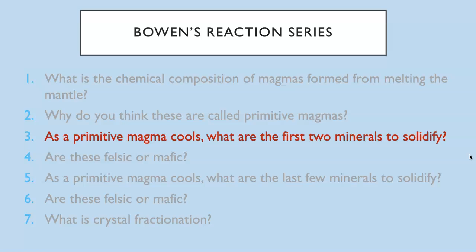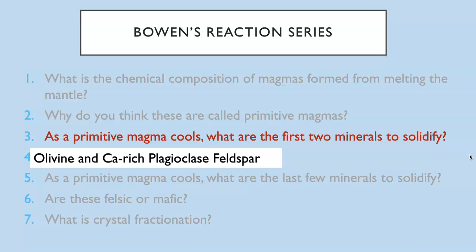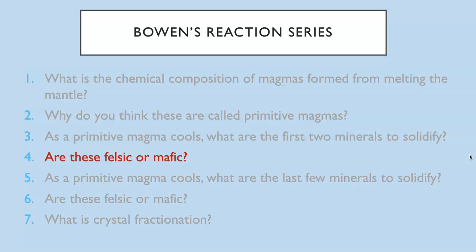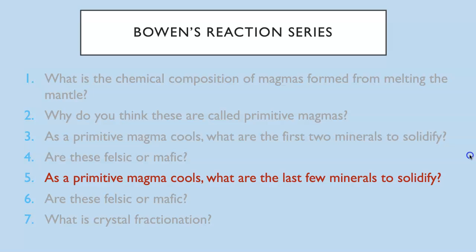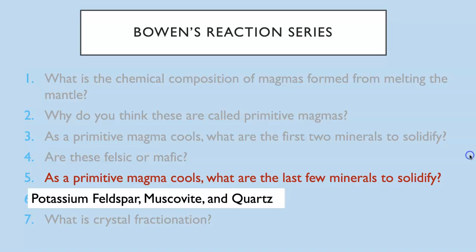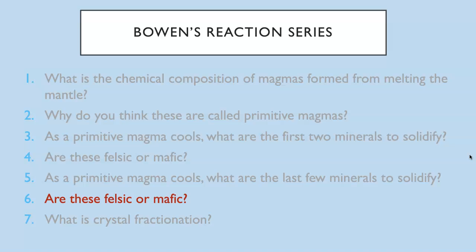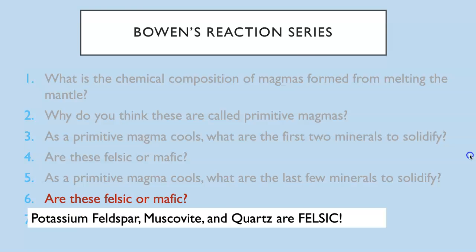As a primitive magma cools, what are the first two minerals to solidify? In this case, it would be the mafic minerals, olivine and calcium-rich plagioclase feldspar. Are these mafic or felsic? Well, I just told you these are mafic. As a primitive magma cools, what are the last few minerals to solidify? Now these are going to be potassium feldspar, muscovite, and quartz, and these are not mafic, but these are felsic.